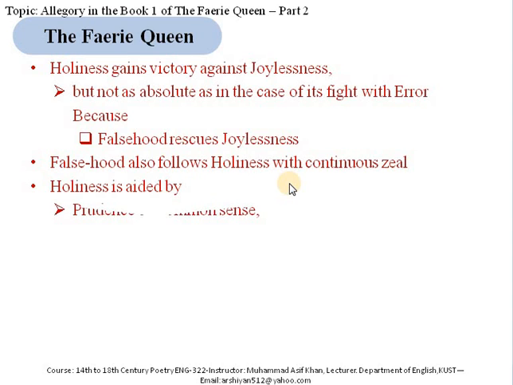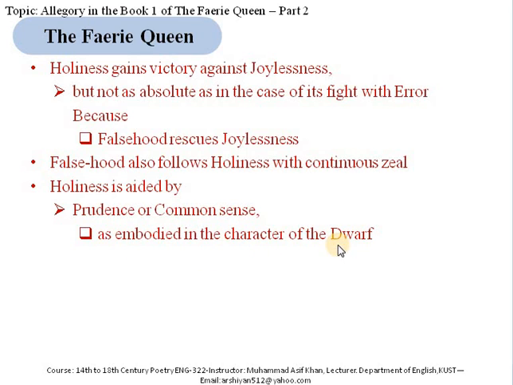Though holiness is deprived of the guiding hand of truth, yet there are other elements to help holiness. For example, we see that it is aided by the prudence, or common sense, embodied in the character of the dwarf that accompanies the Knight of the Red Cross from the very beginning.